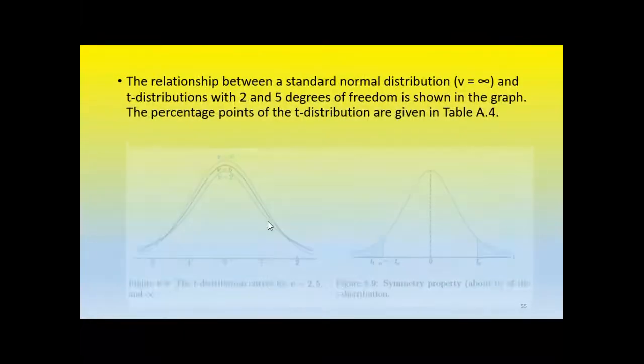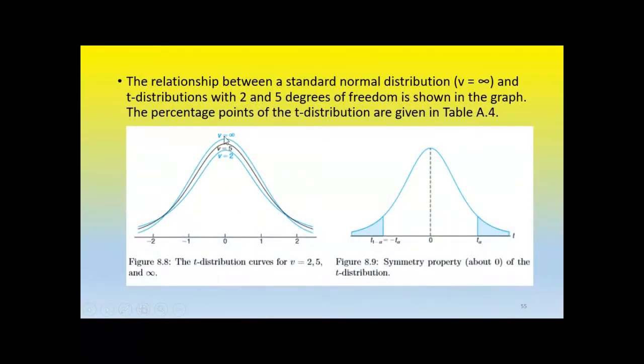So these graphs show the relationship between a standard normal distribution, where the degrees of freedom is infinity, and T distributions with two different degrees of freedom, v is 2 and v is 5. So what is the meaning of the second graph? It shows the symmetry property about 0 of the T distribution.